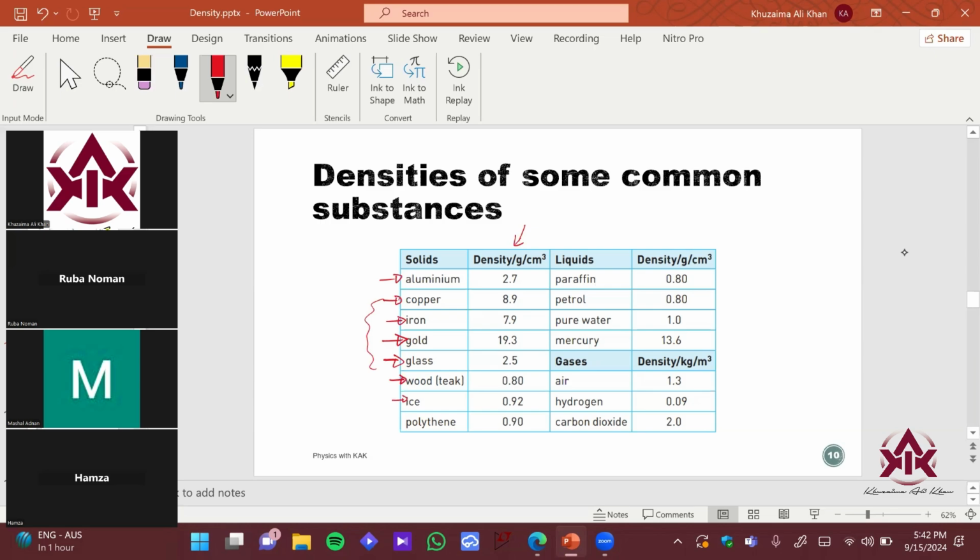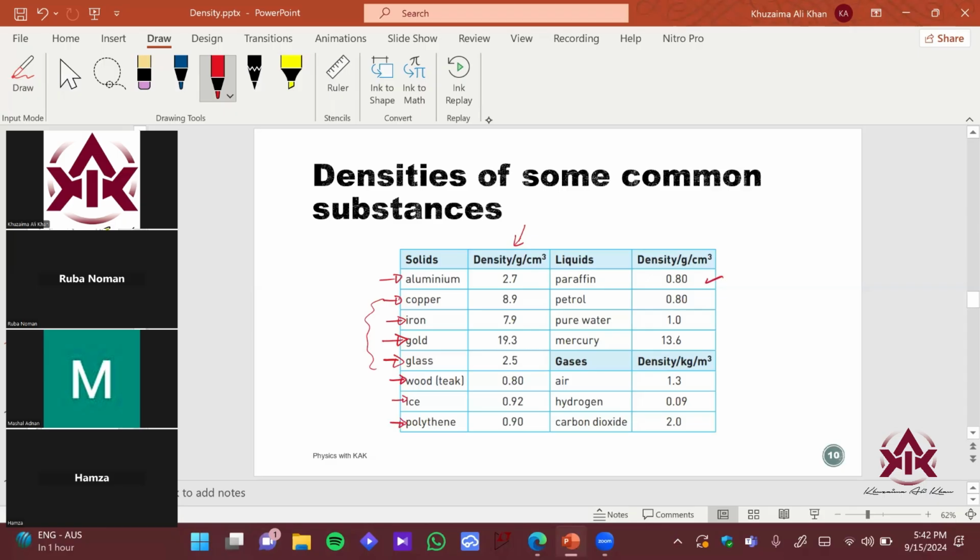Similarly, ice, right? You can break ice with your bare hands. Polythene is basically plastic and it's pretty less dense too. If you just leave plastic in air, which you should not, it basically flies in air, right? Because it is pretty less dense. So liquids' density, we can see, is less than or equal to solids.